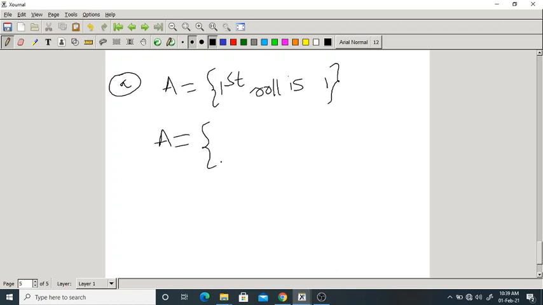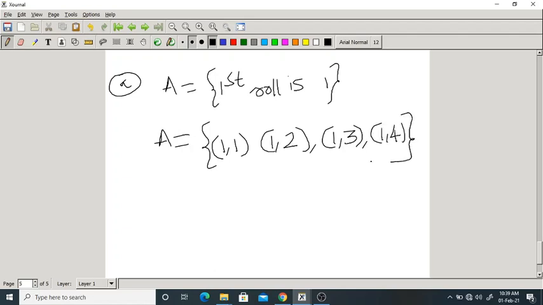You are rolling the die 2 times. First time you get 1, which means second time you may get 1. First time you get 1, second time you get 2. First time you may get 1, second time you may get 3. First time you may get 1, second time you may get 4. 4 possibilities. Before that, what is the sample space? It has 16 elements. You know what those 16 elements are? I told you in the last class itself. You go and verify.